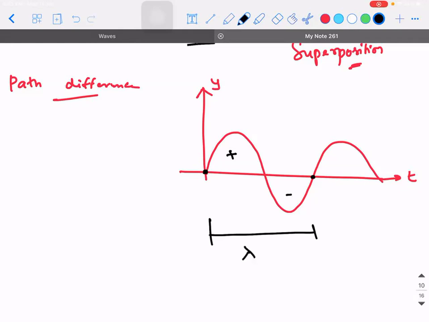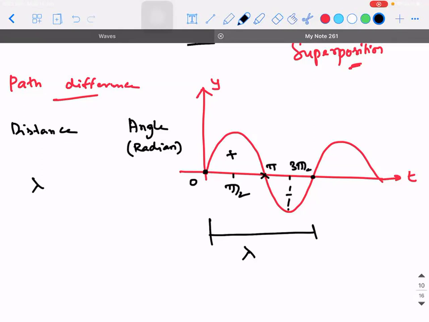Wavelength. Lambda, right? So I'm preparing a table. See, distance and angle in radian. Okay, try to understand. So for the wave to cover a distance of wavelength lambda, how much is the total angle it is covering? This angle is 0 radian. This is pi by 2 radian. This is pi. This is 3 pi by 2. And this is 2 pi. Now tell me.